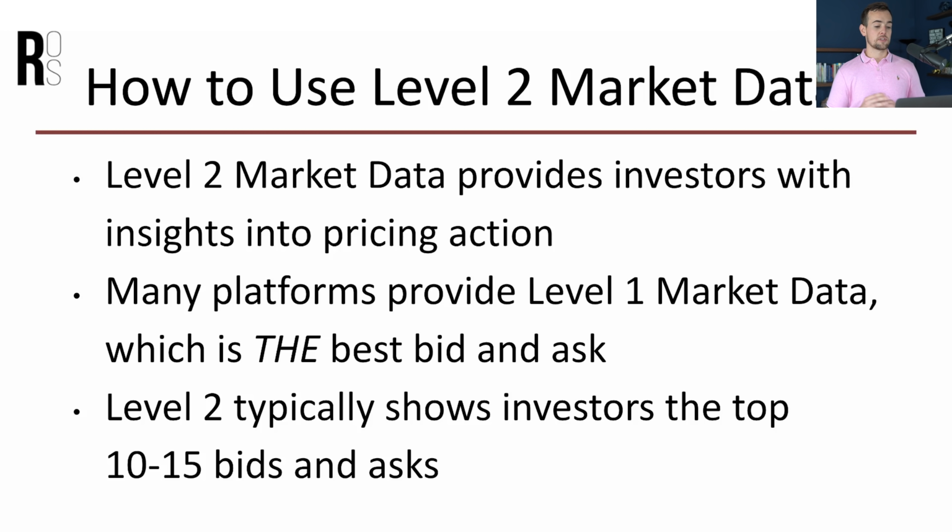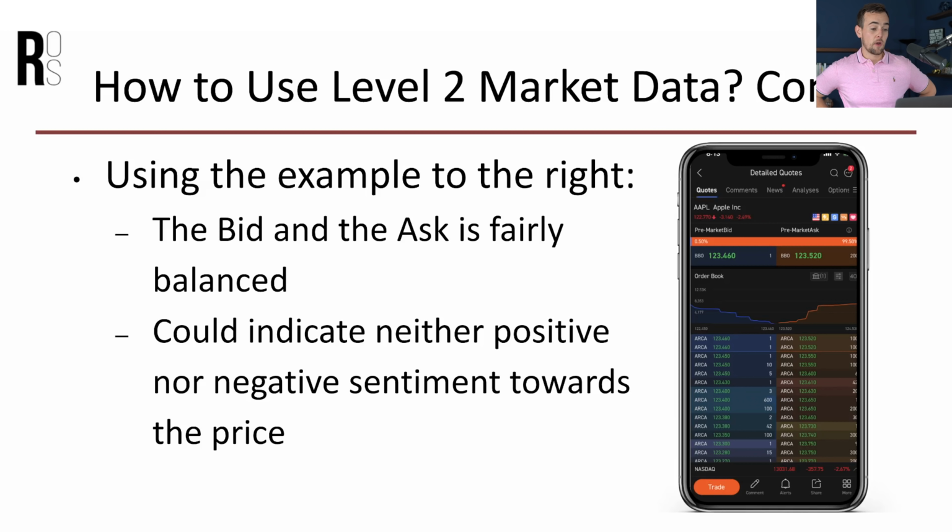So many platforms specifically just show you the level 1 market data, which is just the best bid and ask price at the current given time. It doesn't show you any of the other orders out there. Level 2 typically shows investors the top 10 to 15 bids and asks versus just the top 1 of each of those 2. So looking at the example here on the right, looking at Apple, the bid and the ask price is fairly balanced.